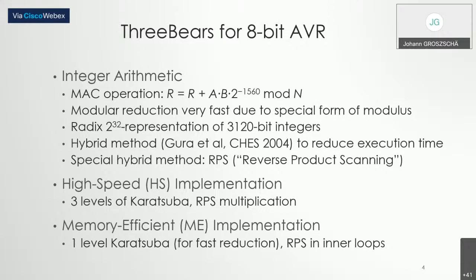The hybrid method itself is quite old, so it was introduced in just 2004 and is widely used for all kinds of RSA and ECC implementations. In the paper, we have 2 implementations. So we describe a high-speed variant, which is optimized for speed. It uses 3 levels of Karatsuba and RBS multiplication underneath. And we have also developed a memory-efficient version that uses only 1 level of Karatsuba. This basically you always need to use to enable fast reduction, and also we combine this again with our special hybrid method, this so-called reverse product scanning method.